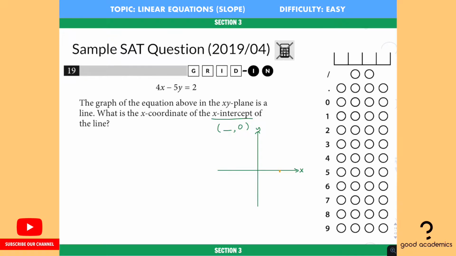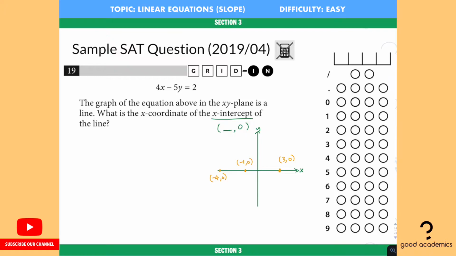So let's just say this point right here is an x-intercept. We can say this is (3, 0). Okay, let's do another point, one on the negative side. Let's just say this is (-1, 0). Okay, let's do another one that's farther down the road, and we have (-4, 0).